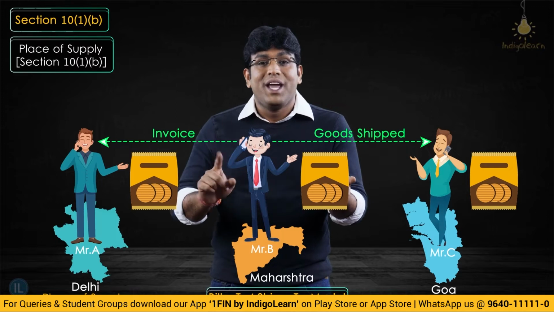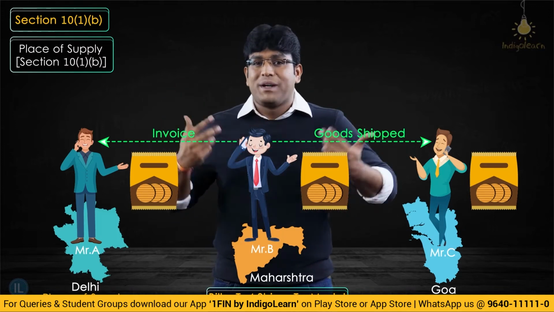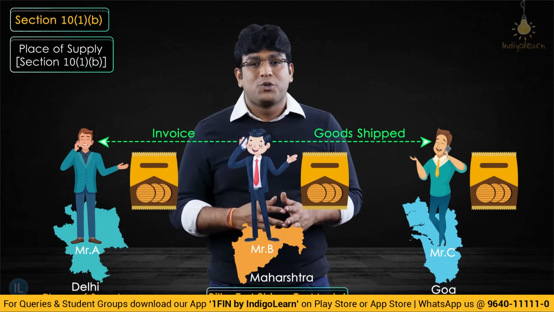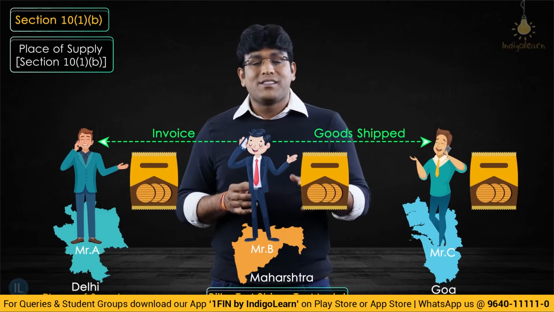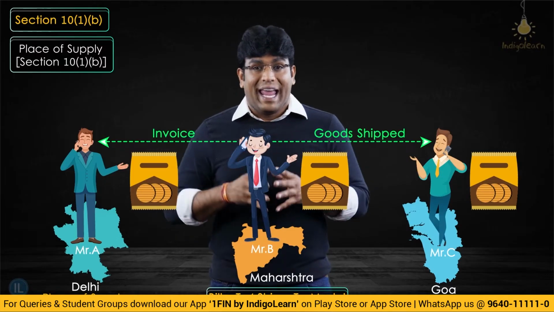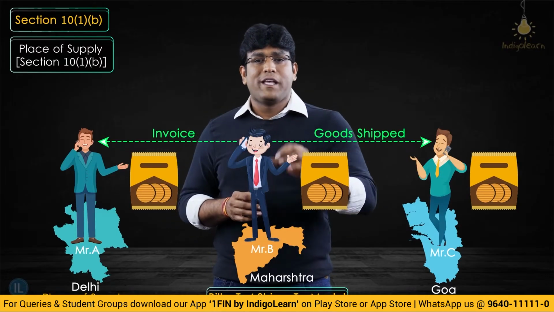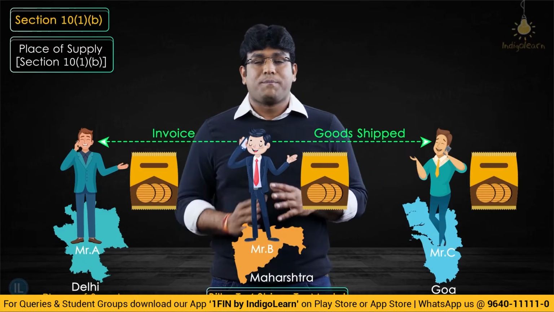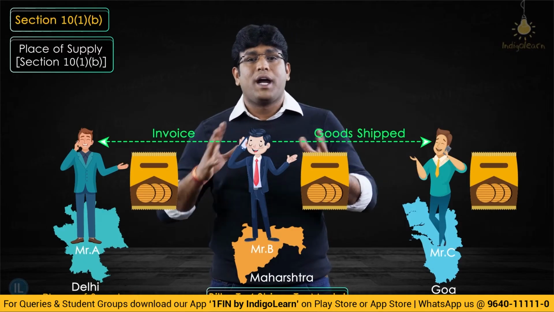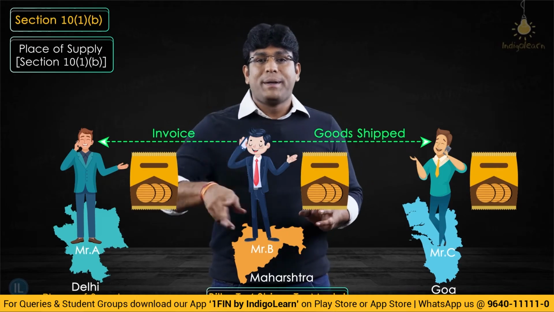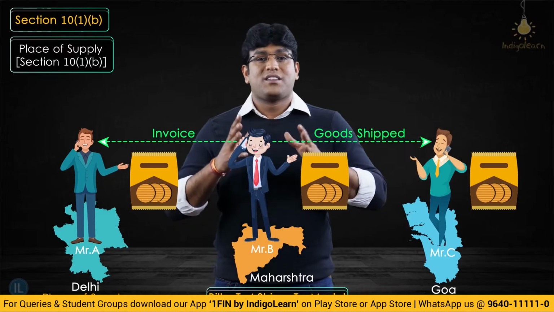It will not be Goa. Our brain will automatically tell Goa, Goa, Goa, because the goods are going to Goa. But the answer is not Goa, answer is Delhi, because Mr. B has supplied goods to C on the instructions of Mr. A. And section 10(1)(b) specifies that in case where goods are supplied by supplier to the recipient on the instructions of third person, in that case, my dear friends, place of supply will be principal place of business of such third person.